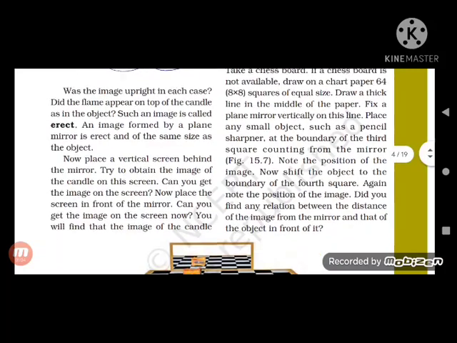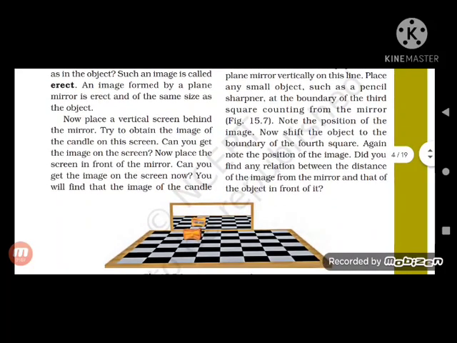Fix a plane mirror vertically on this line. Place any small object such as a sharpener at the boundary of the third square. Count from the mirror. Note the position of the mirror.